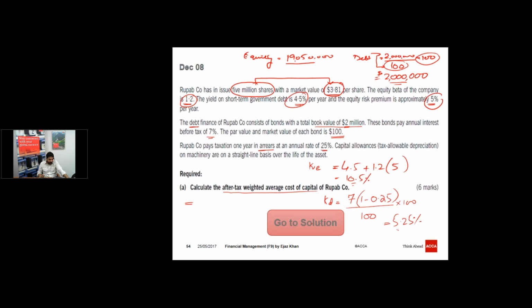Zirak, this Rubab company question is a past exam question. It's a December 2008 question. Simran, can you ask the question? What you want me to repeat?